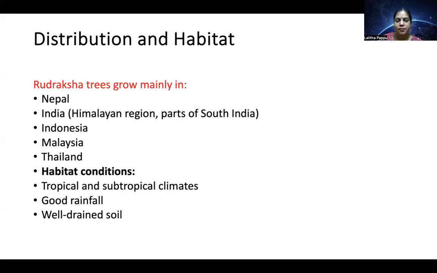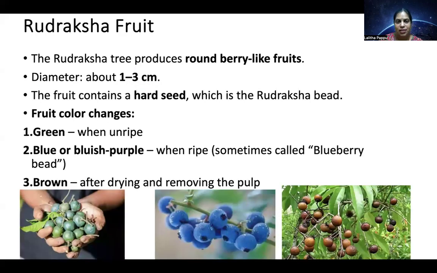As for habitat conditions, tropical and subtropical climates, good rainfall and well-drained soil are essential. So if you ask me if you can grow Rudraksha in your house, well, yes, you can grow. But just growing the tree is not enough to get the kind of Rudraksha you actually want. Why is that? There is a lot of difference in the prices of different Rudraksha. All those will be covered in the future sessions.